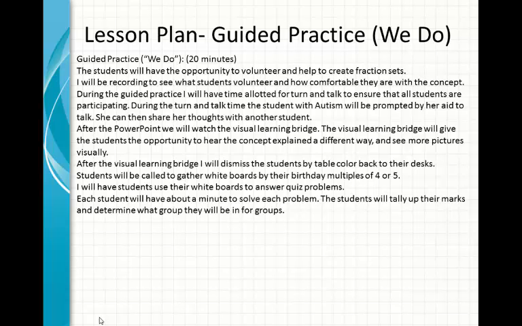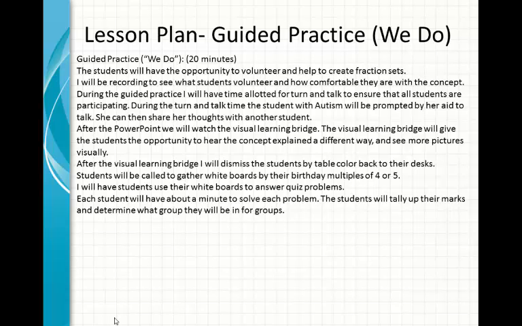After the PowerPoint, we will watch the visual learning bridge. The visual learning bridge will give the students the opportunity to hear the concept explained a different way and see more pictures visually. After the visual learning bridge, I will dismiss the students by table color back to their seats. Students will be called together with whiteboards by their birthday multiples of 4 or 5.